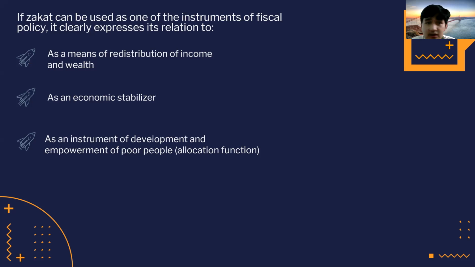Next is as an economic stabilizer. Good management of zakat can have an impact on economic stability. Economic conditions are sometimes in a booming situation and sometimes in a situation of depression. This fluctuating condition certainly requires an instrument that becomes a stabilizer, so that the resulting fluctuation can be minimized. And the last is as an instrument of development and empowerment of poor people, or the allocation function.